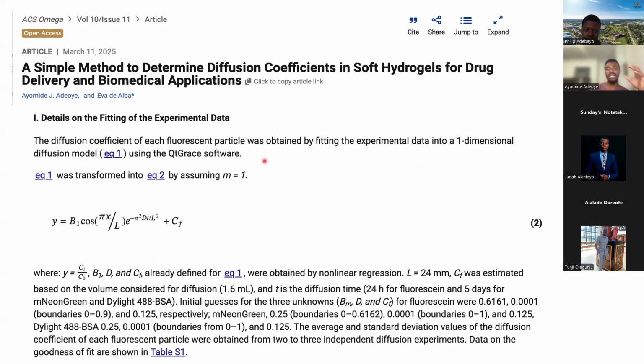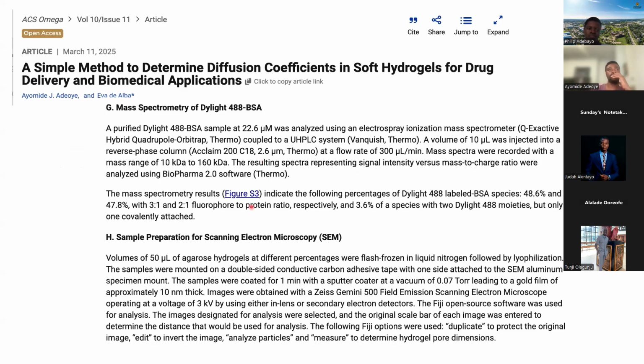The second to the last aspect of this is that I'm using quantitative data and I'm also using qualitative data. For the qualitative data, for instance, this instrument called the scanning electron microscope is a common method that has been used.